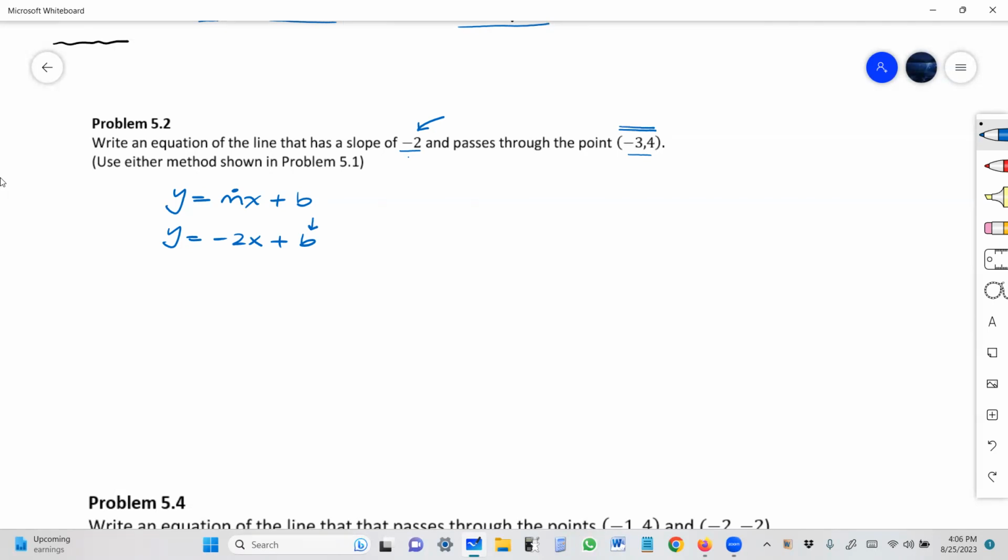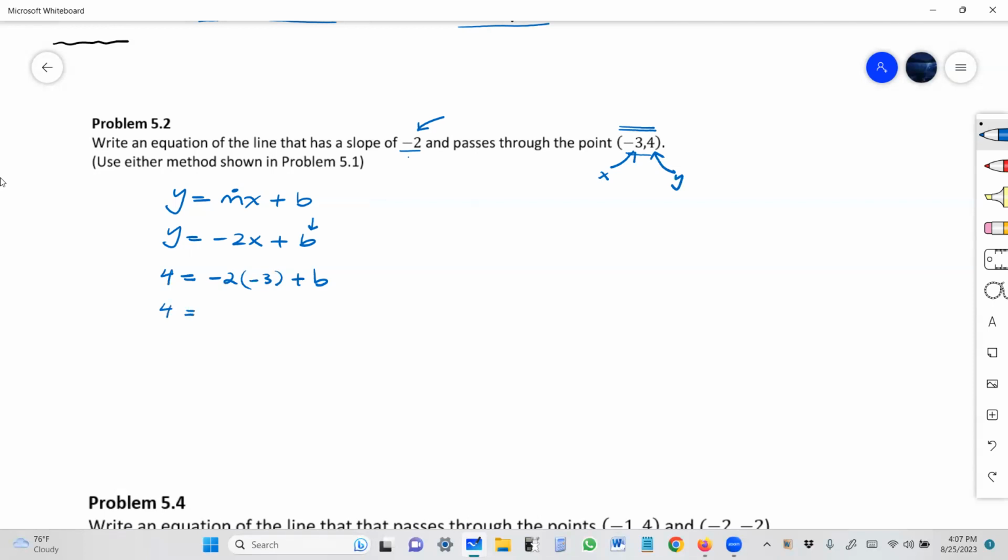Now, how are you going to do that? Because this is a point, the -3 represents x, the +4 represents y. So we're going to substitute these 2 values for x and y, and we're going to find b. So in this case, x is -3, y is 4. So I am going to write 4 equals -2 parentheses, -3 plus b. Okay, so now look, I have a single equation with a single variable. I can solve for that variable.